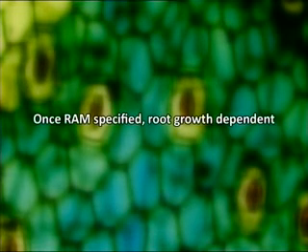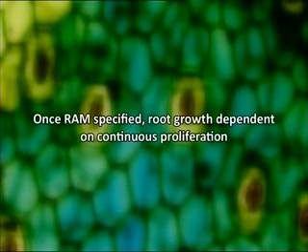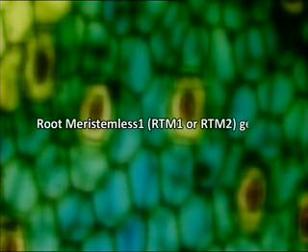Once the RAM is specified, root growth is dependent on its continuous proliferation. This does not occur in mutants lacking functional root meristemless first, that is RTM first or RTM second genes, while cell proliferation in the shoot meristem is unaffected. Conversely, overproliferation of cells in the defect in first mutants, which are characterized by fat, barrel-like roots with extra cell layers. Thus, the above all discussion may be concluded by following points.